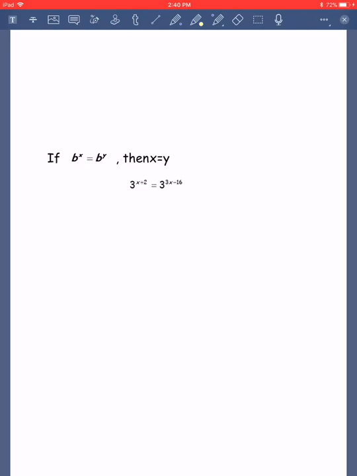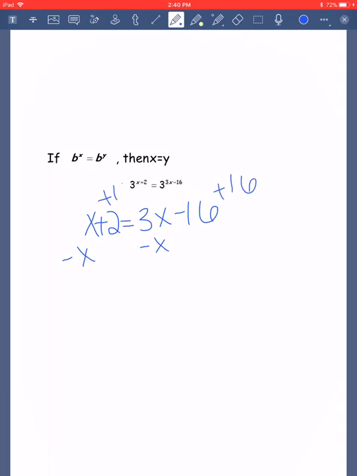So here I have 3 to the x plus 2 power equals 3 to the 3x minus 16 power. So I can drop my bases since they're both 3. So I get x plus 2 equals 3x minus 16. I'm going to solve for x, so I'll subtract x, add 16. So I get 18 equals 2x, divide by 2, so I get that x equals 9.